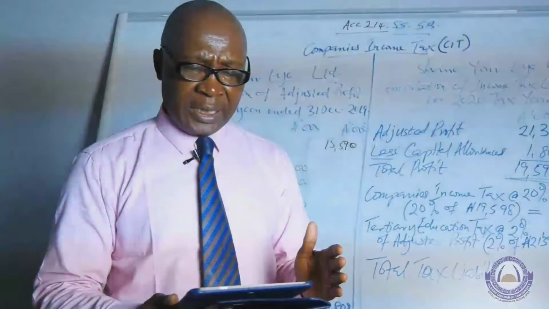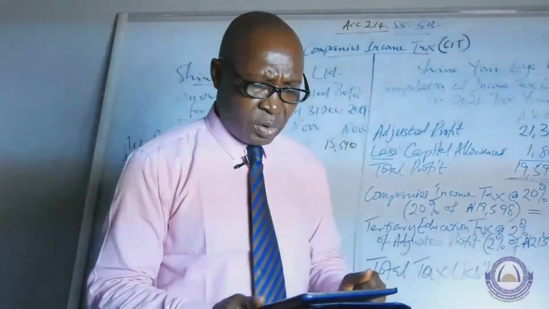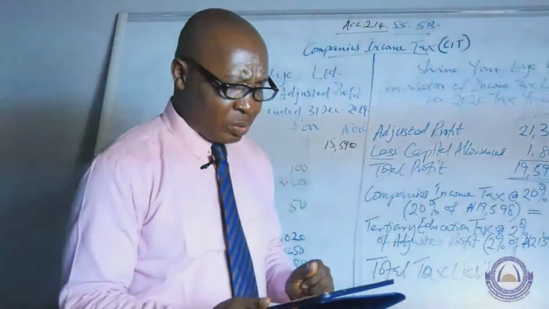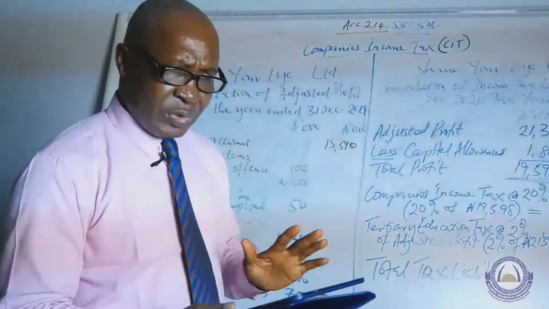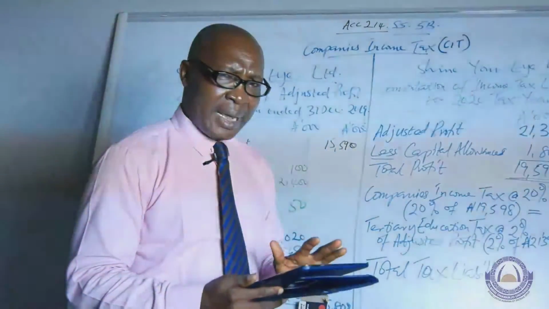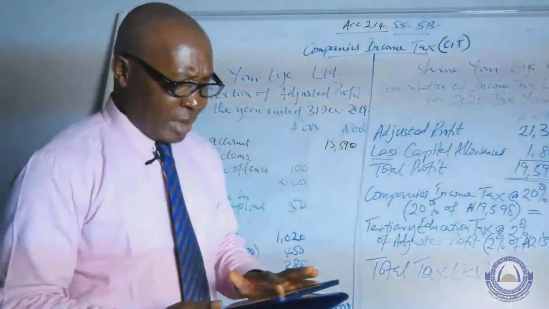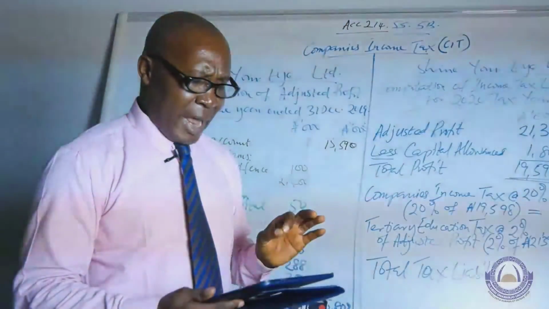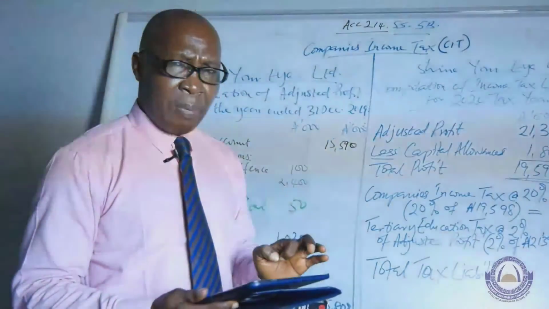Total expenses in this financial report amounted to 69,410,000, giving us a net profit of 15,590,000. Other relevant details given to us: agri capital allowance is 1.8 million.